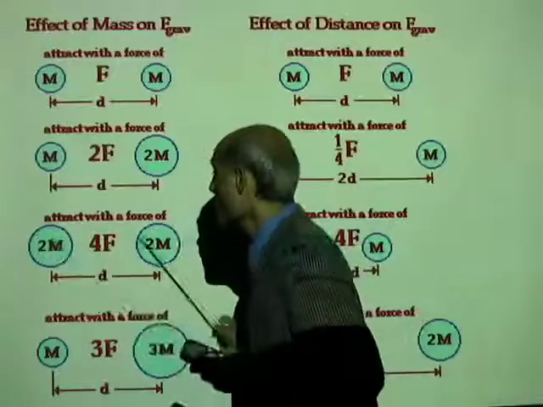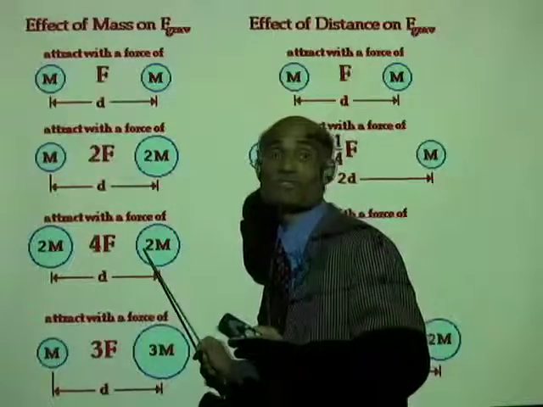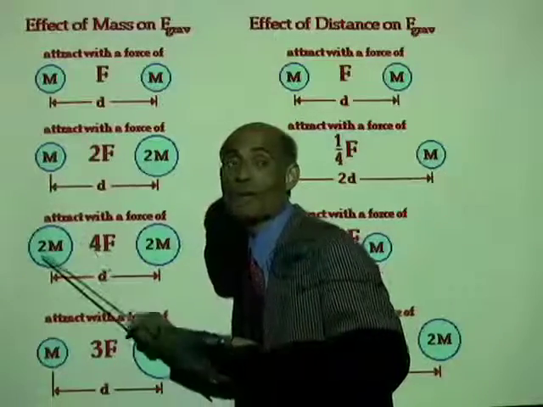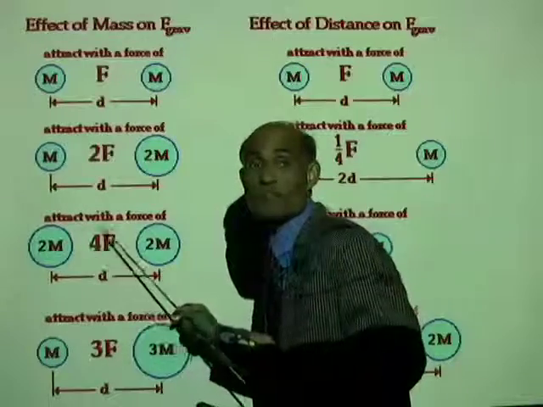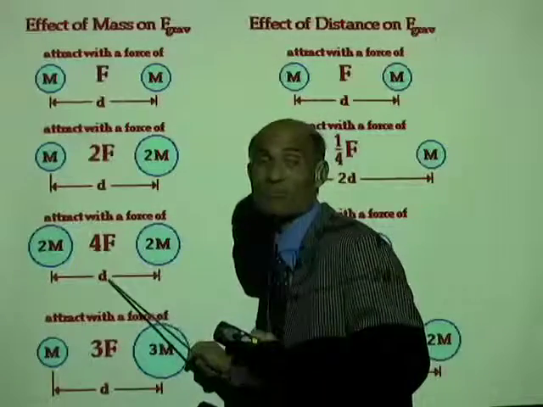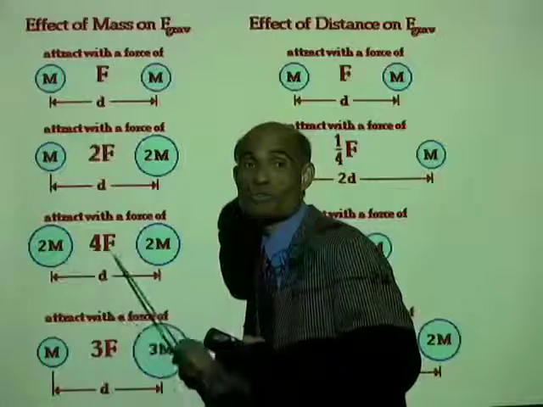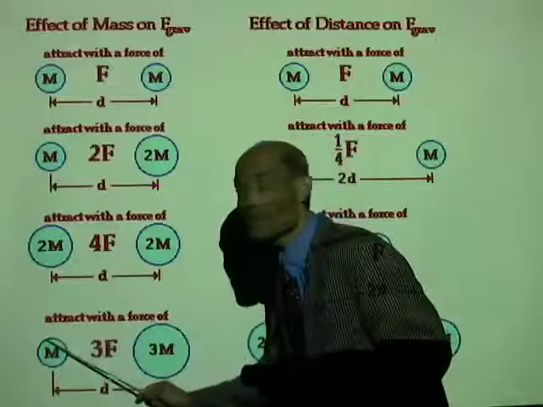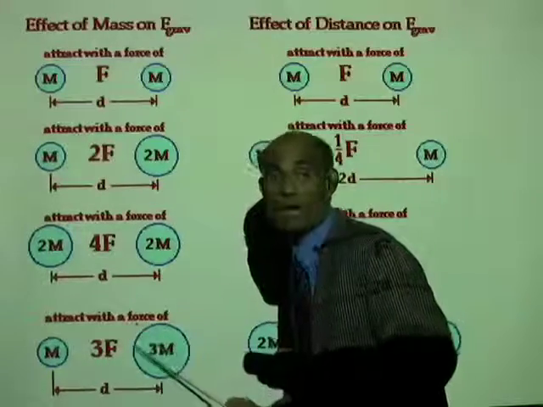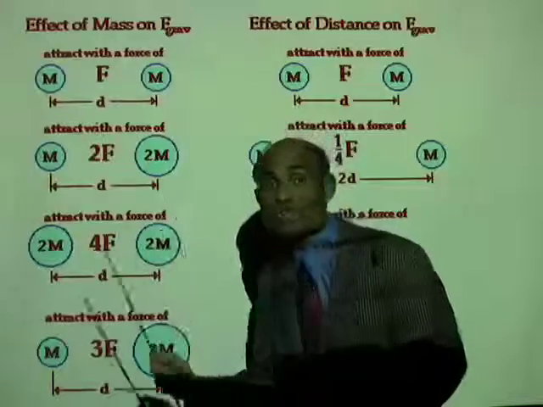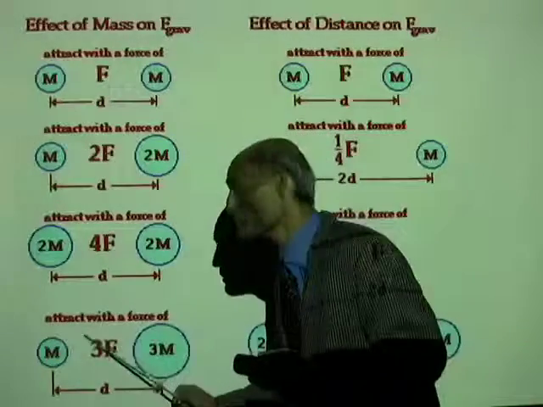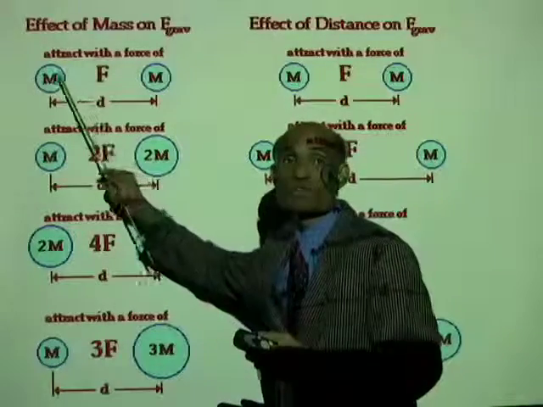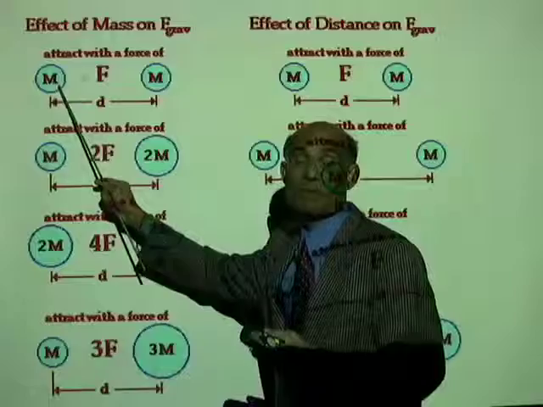If you double both the masses, the force will become 4 times. Why? Because it is now 2m times 2m divided by d squared. So the 2 times 2 will make it 4 times the original force. If the first mass remains m and the second mass is now 3 times the original mass, the force between them will be 3F, where F is the force between m and m.